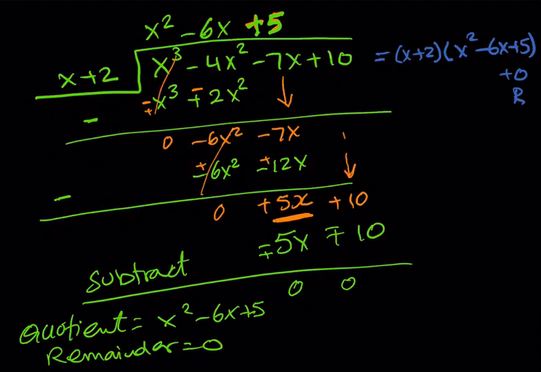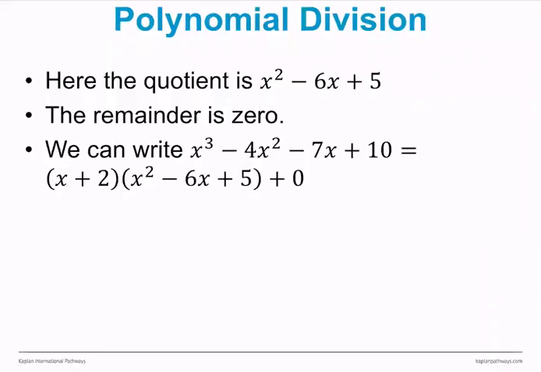Any question before I move to the other page? No. No. Okay. Anyone else? No? Fine. So that's the question that was here. So x plus 2 times this, the quadratic, plus 0, which is the remainder, because we didn't have any remainder here.